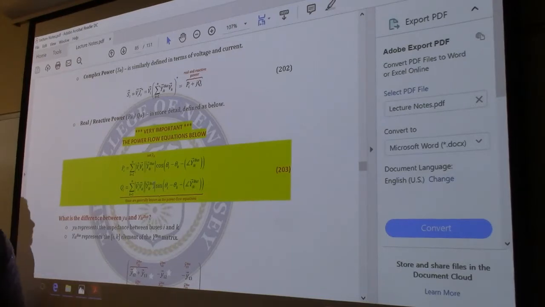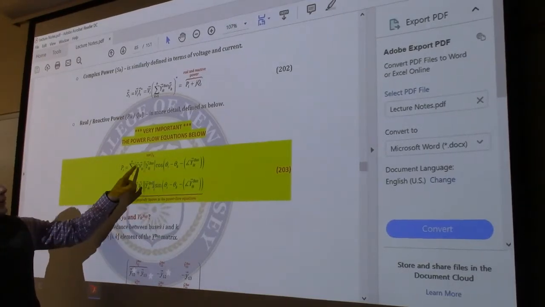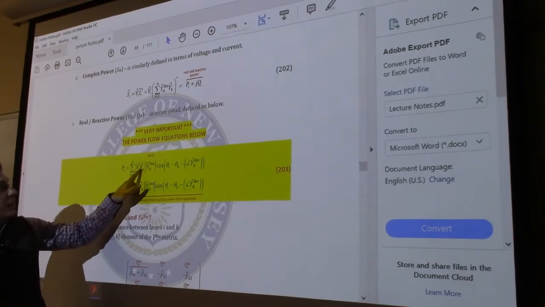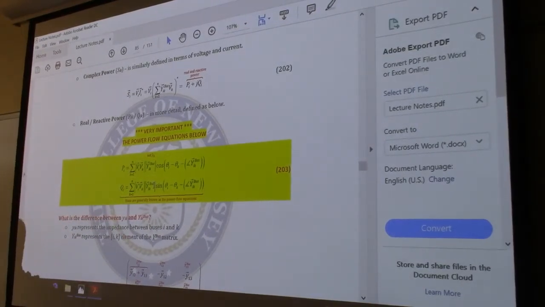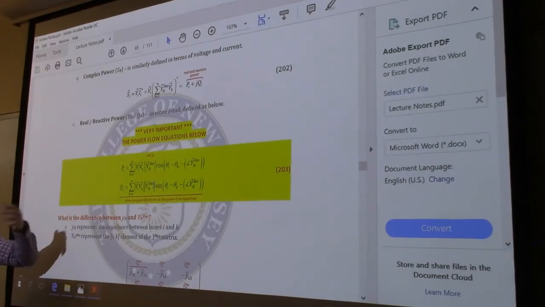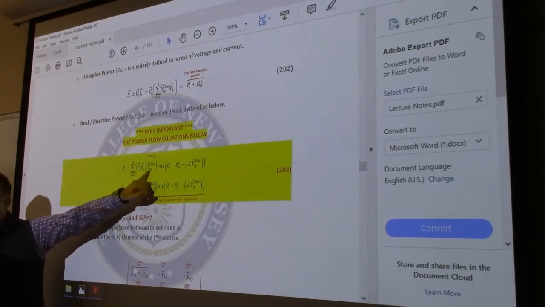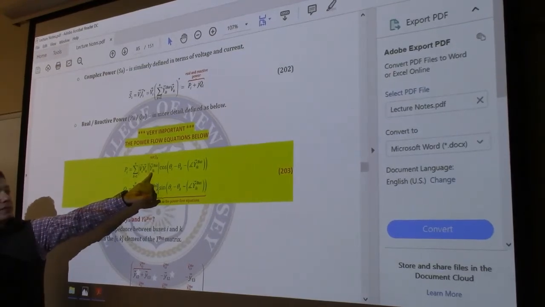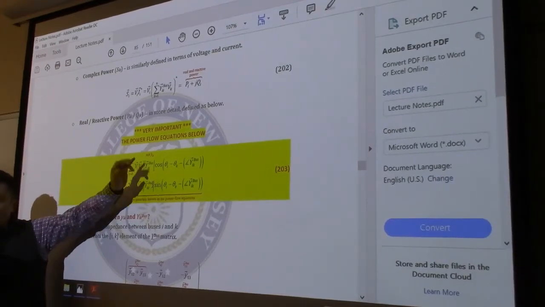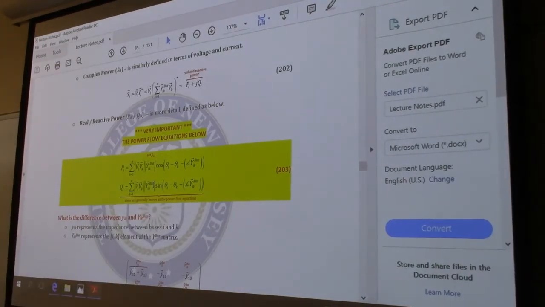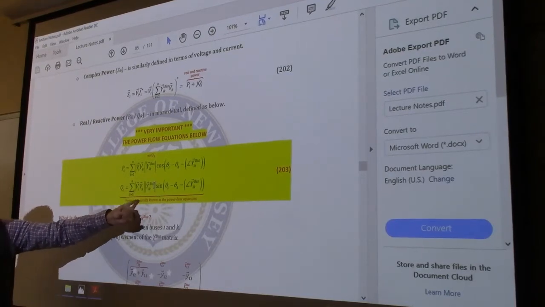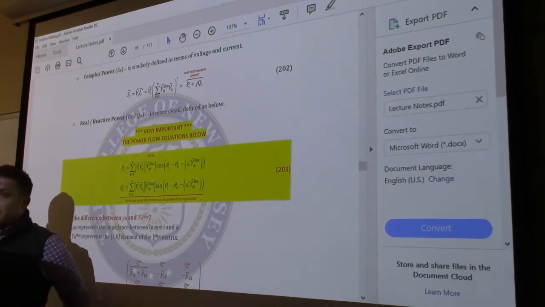Times the cosine of the voltage angle at bus 1 minus the voltage angle at bus 2 minus the angular component of whatever Y bus 1, 2 is. Right? This is the magnitude of whatever that element was, and this will be the angle of it. So the inverse tangent of x over r. Q is the exact same thing, except we're going to be using sine instead of cosine.